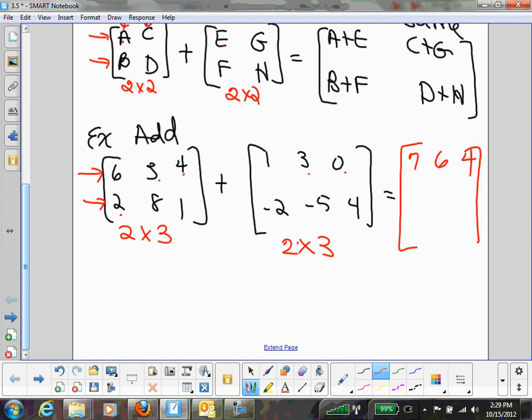What do I add the 2 with? What's that? Okay, we don't not put anything in there. We put a value of some sort. What do I add with the 8? And that's 3. What do I add with the 1? And so I get 5. So my answer matrix is going to be also a 2 by 3. It's going to have the same dimensions as the 2 individual ones that I added together. Does that make sense? Okay.